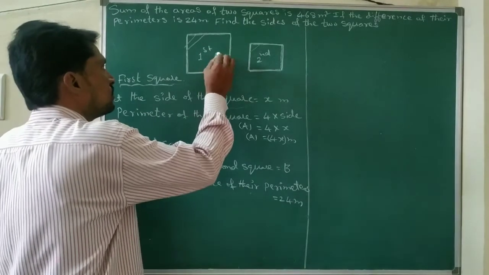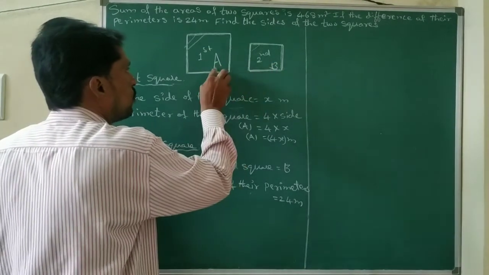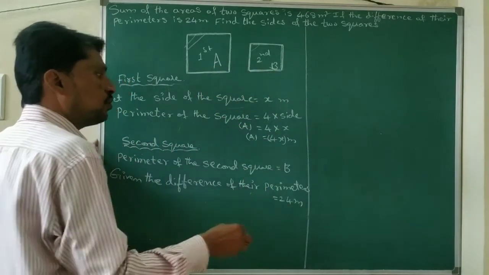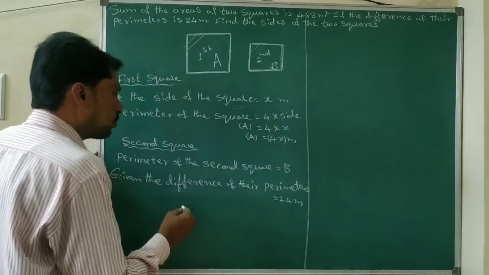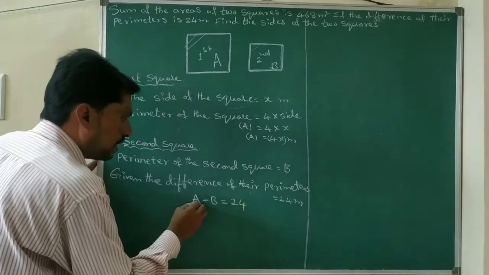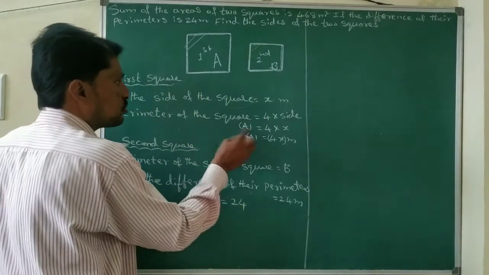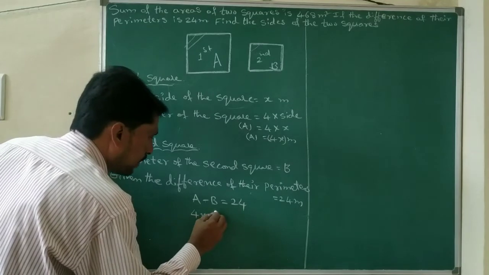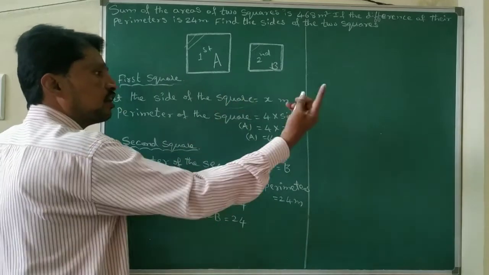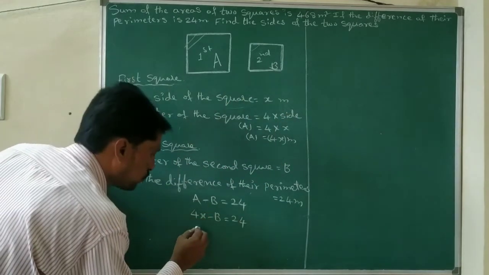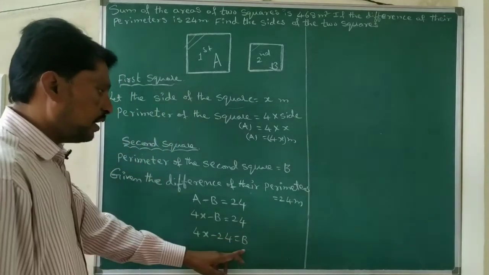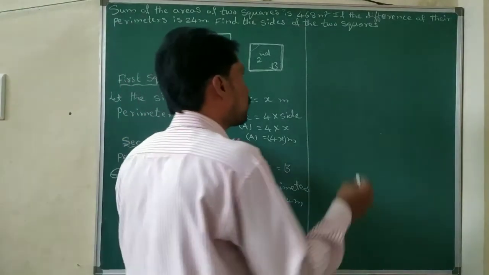So this is the first square, this is the second square. The first square perimeter we got here is 4x. The second square perimeter we don't know, so you can take it as B only. So A minus B equals 24. A means the perimeter of the first square, it is 4x minus B equals 24. This minus B you can transpose to the right, and this 24 you can transpose to the left. So 4x minus 24 equals B. B means the perimeter of the second square.